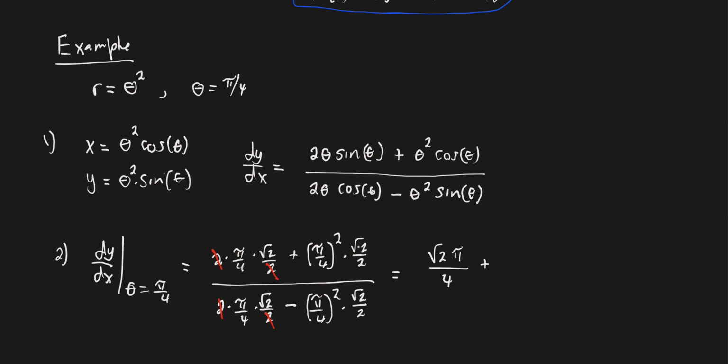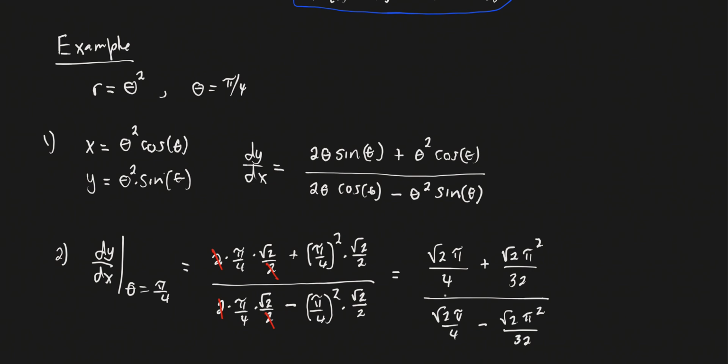The numerator is going to be root 2 pi squared, and then the denominator is going to be 16 times 2, so 32. All right, so it's going to be root 2 pi squared over, again, 16 times 2, 32. And then in the denominator, something similar. It basically just changed that plus sign to a minus sign. So root 2 pi over 4 minus root 2 pi squared over 32.